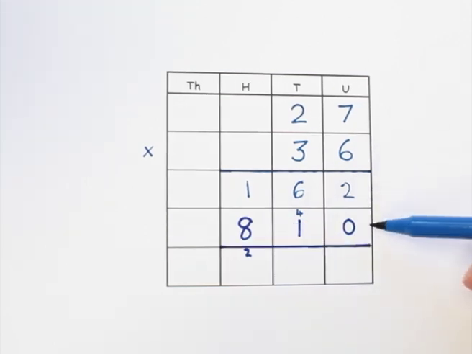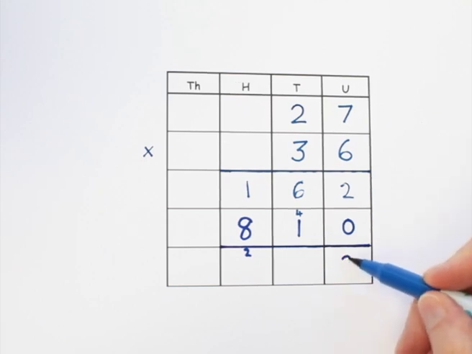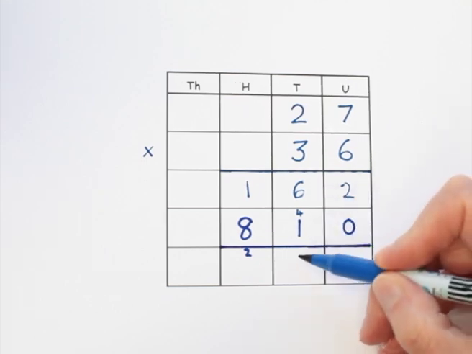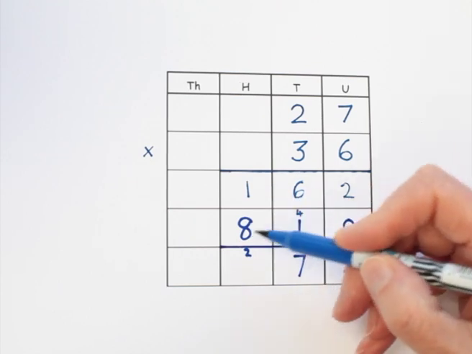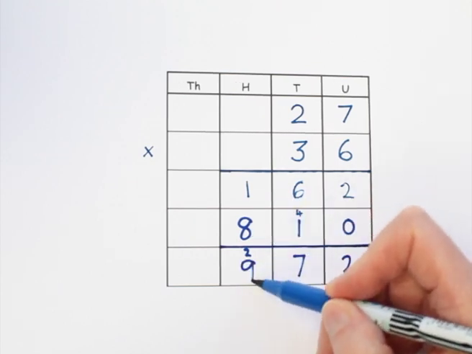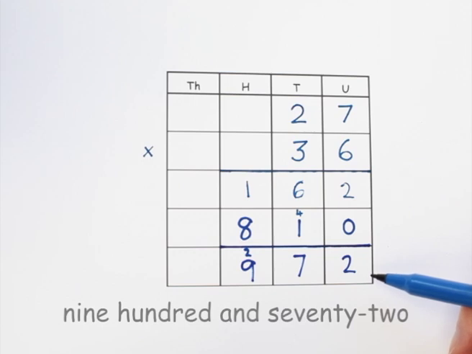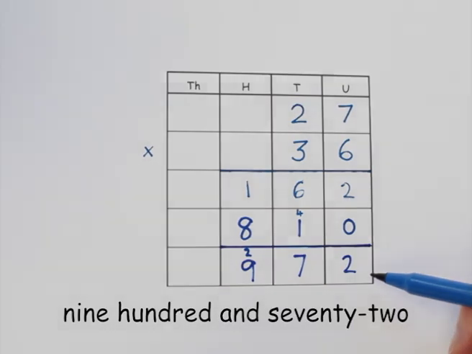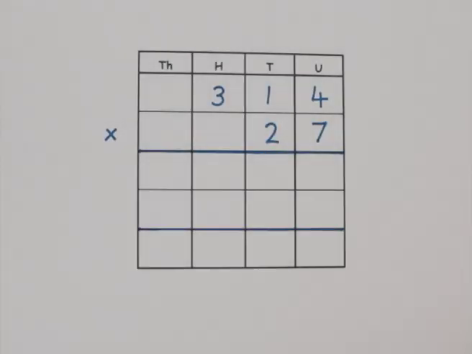Now add these two numbers together. 2 plus 0 is 2. 6 plus 1 is 7. 1 plus 8 is 9. And that's the answer. It's 972. Here are two more worked examples using this method.